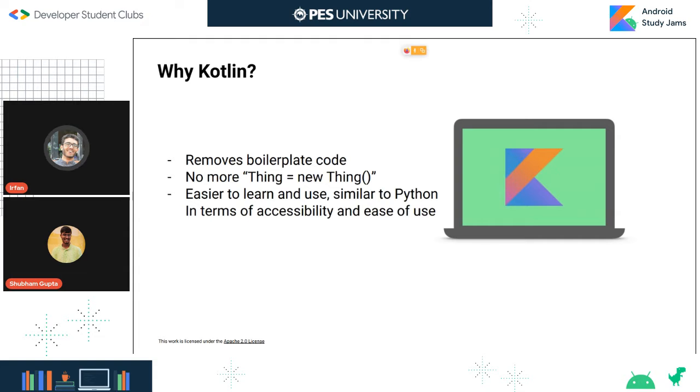So, why Kotlin? As you already know, Java already exists for building Android apps. So why is there a need to learn Kotlin? The first thing is that it removes boilerplate code. What do I mean by boilerplate code? Boilerplate code is any code that is duplicated in order to maintain consistency. For example, an example would be your main class in Java, your void main. That itself is boilerplate. Now, that is a very small example of boilerplate code.